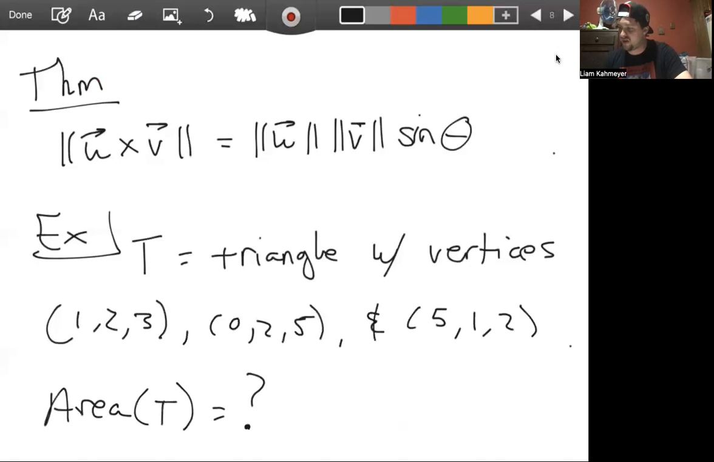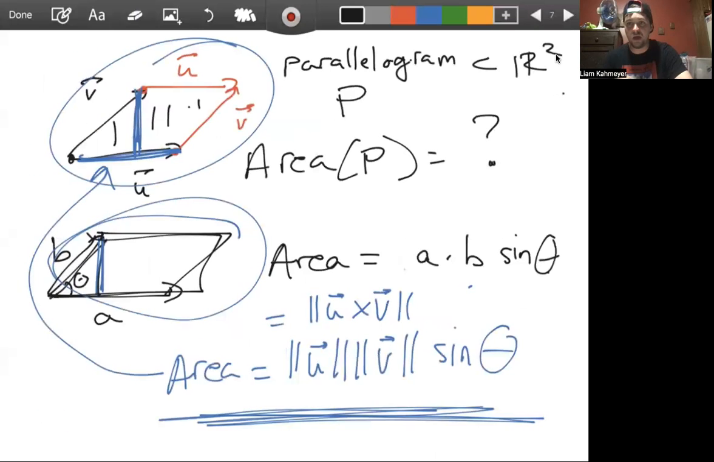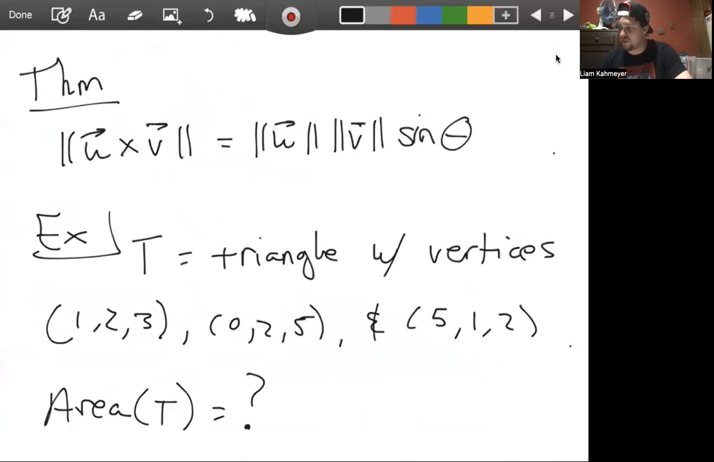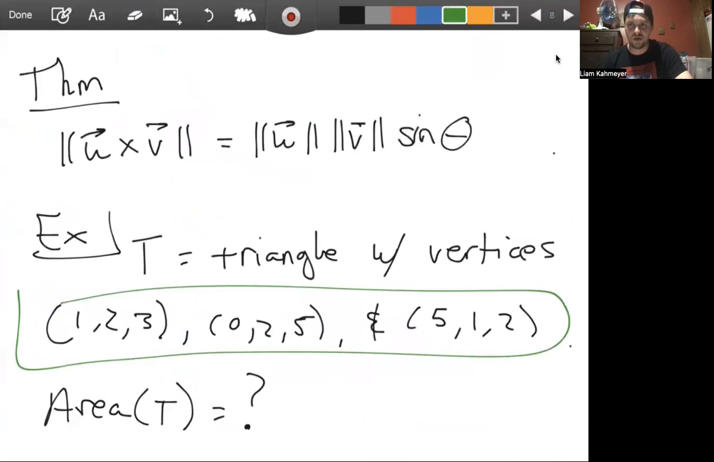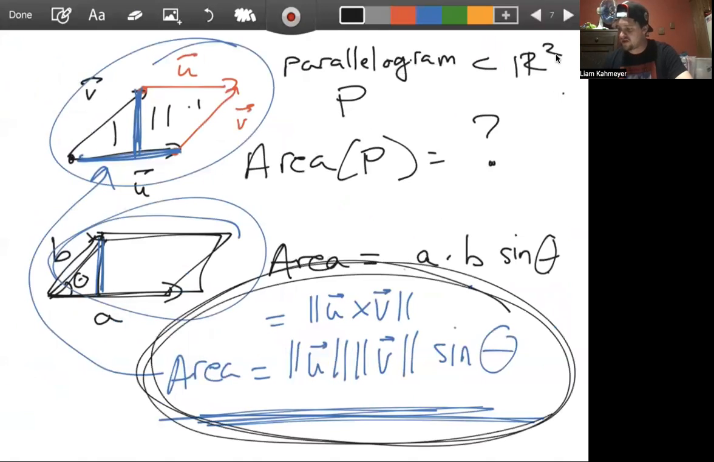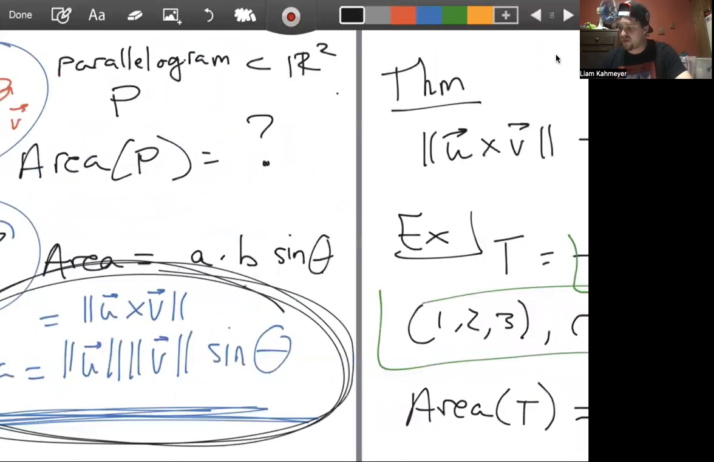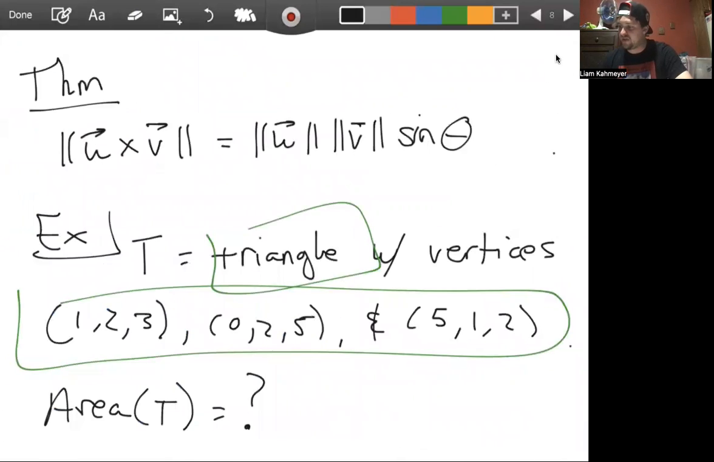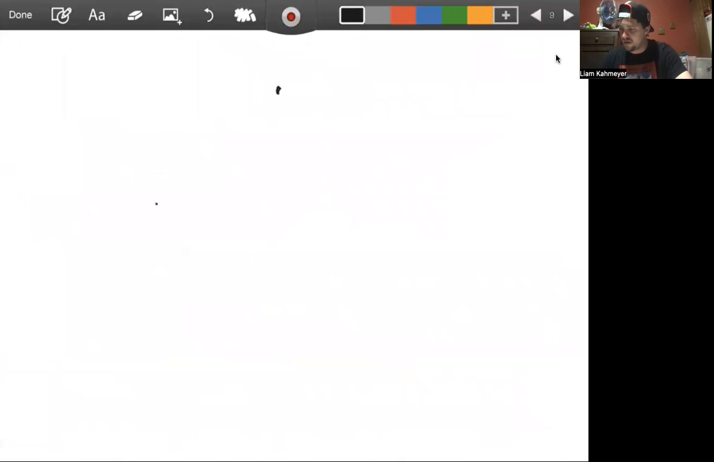Well, given two vectors, we know how to compute the area of a parallelogram, but in this example, we don't have any of that, right? Instead of two vectors, we have 3 points. And instead of a parallelogram, we have a triangle. So how could we use these notions that we've just discussed to solve this problem? Well, if you know 3 points, you also know 2 vectors, right?